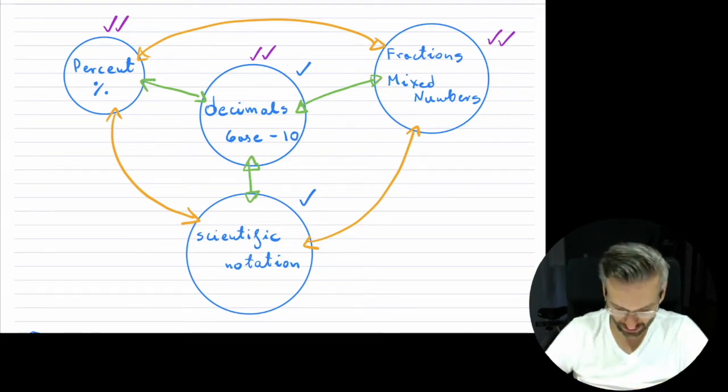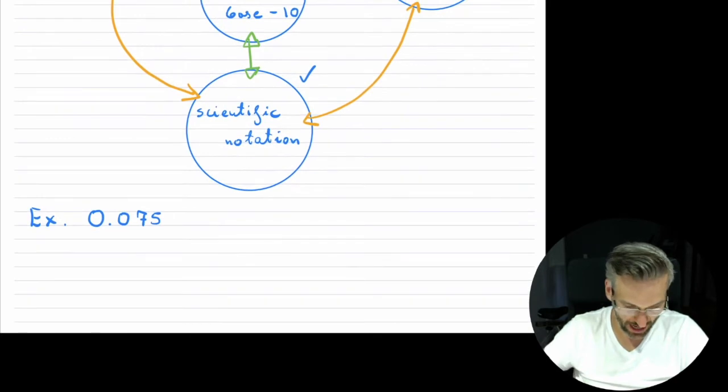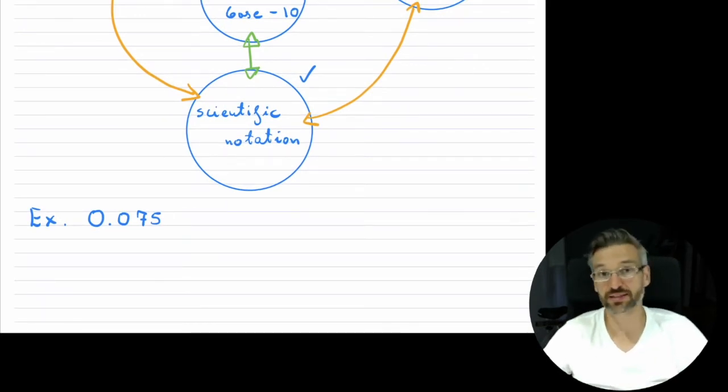So for instance, what do I mean by this? What I mean by this is if you have this particular example, 0.075, so it's a decimal.